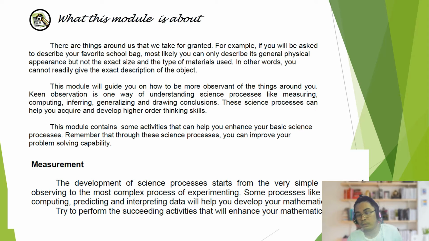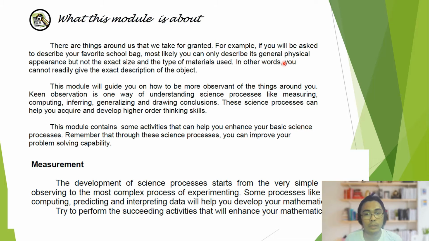Now, we are still on the topic. Actually, this is still related on the basic science process. Okay, so previously you have learned about observations. Okay, that there are things around us that we take for granted. Diba? So just like what I had mentioned previously, let's say if you will be asked to describe your favorite school bag, most likely you can describe its general physical appearance, right? But not the exact size and the materials used in that object. So actually this is still the extension of the previous topic.